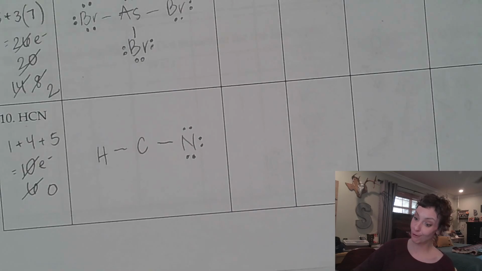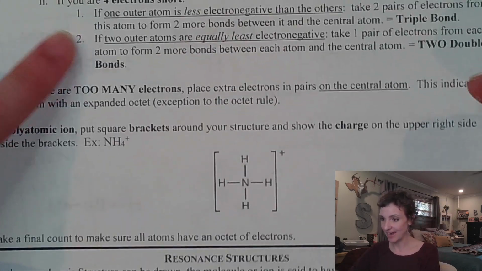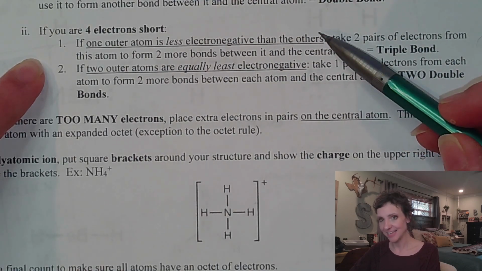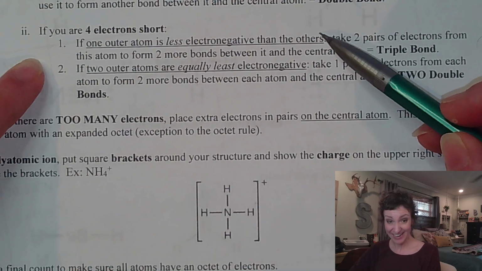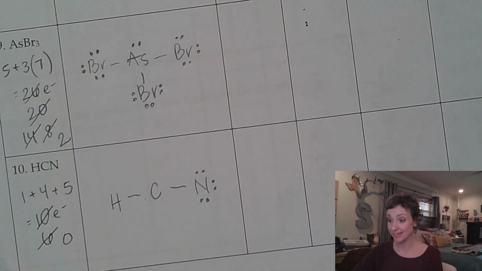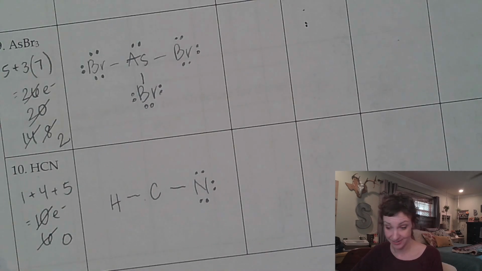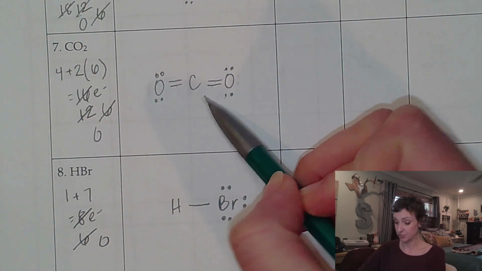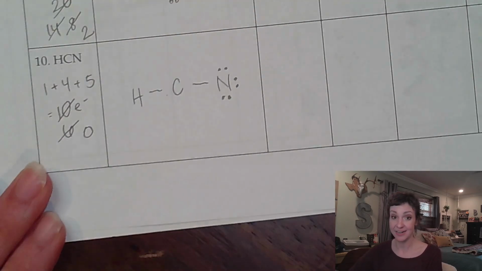So we're on the 4 more electrons short rule. If I need 4 more electrons, and one outer atom is less electronegative, that's what we're dealing with here, right? We've got two different outer atoms, which means one of them is going to be a little different in electronegativity, which means I am not making two double bonds like we did up here. Last time our carbon was 4 electrons short. I'm going to pick the least electronegative atom.